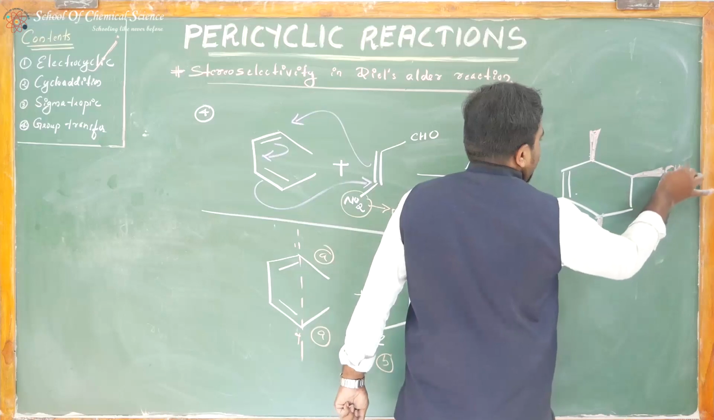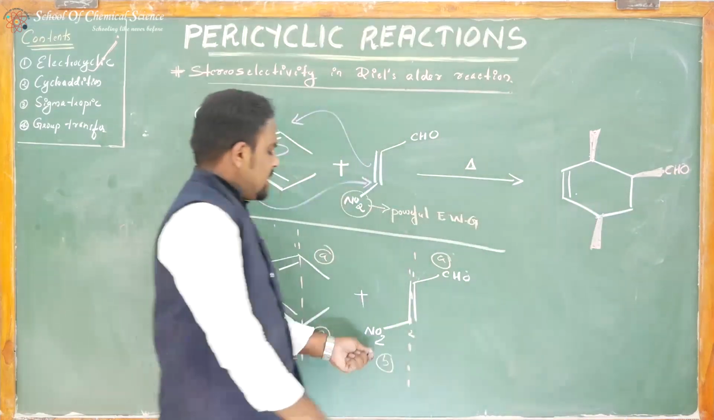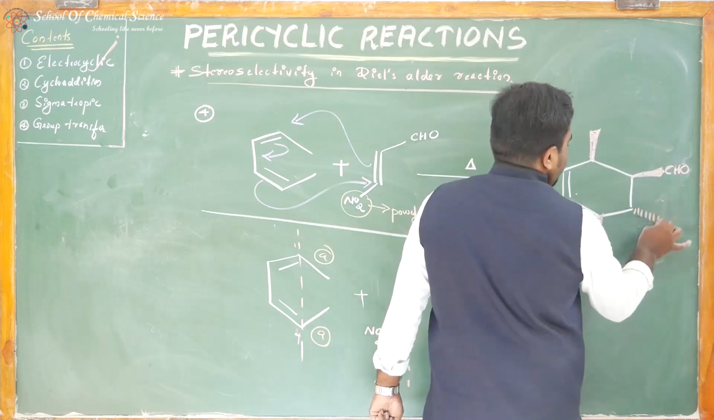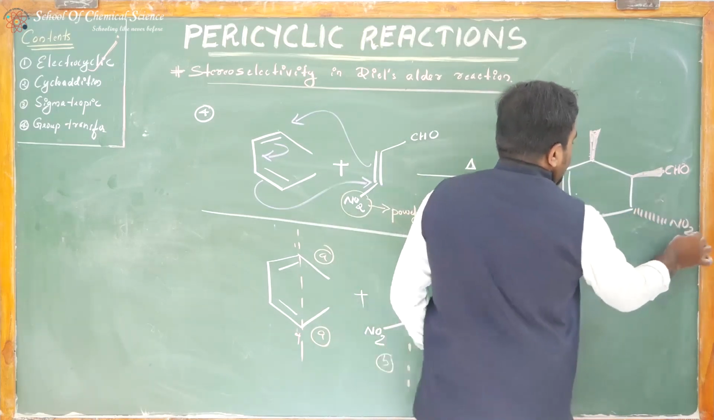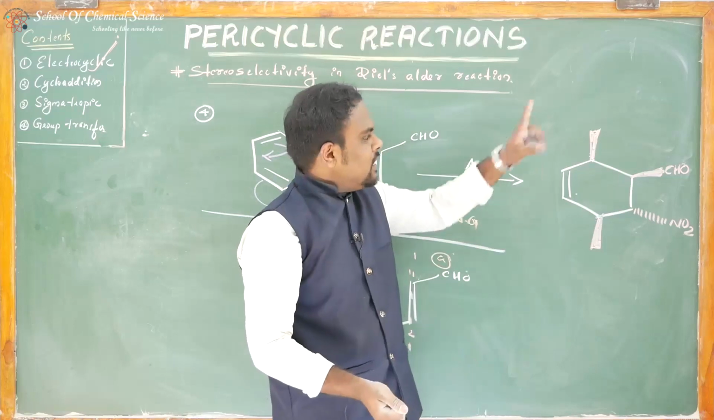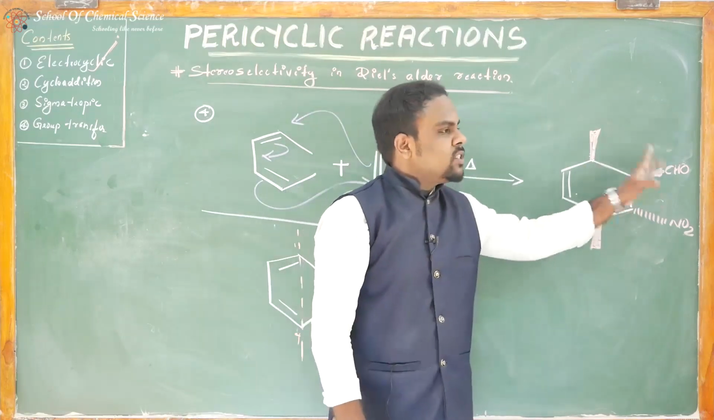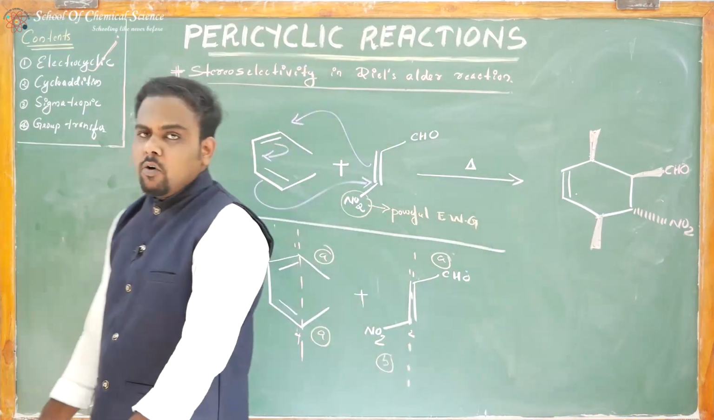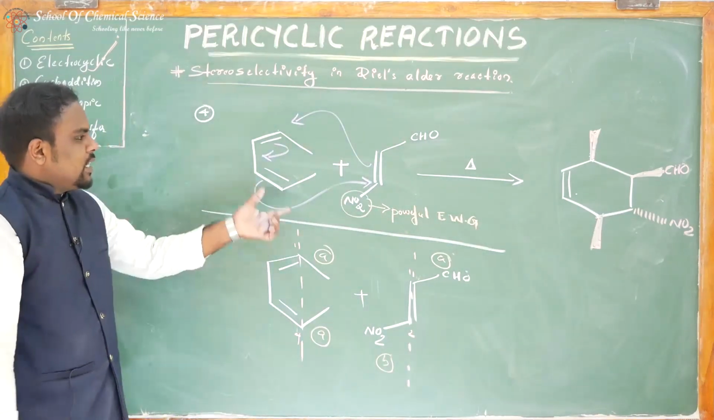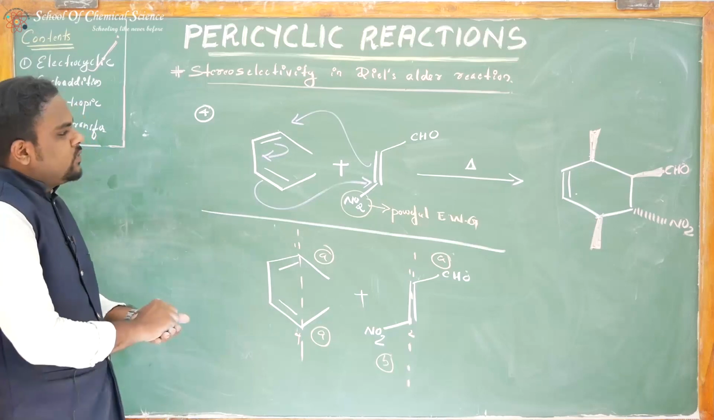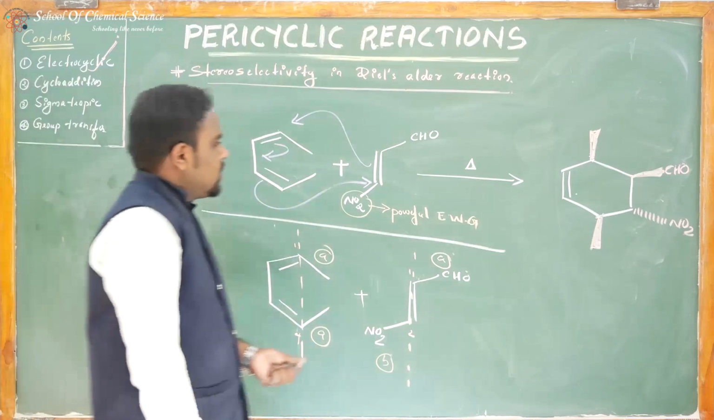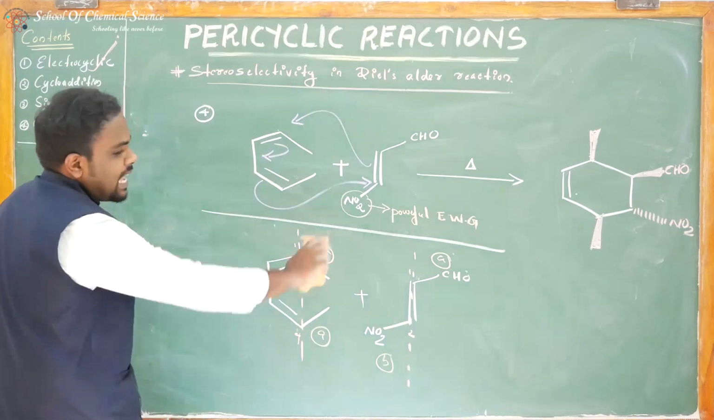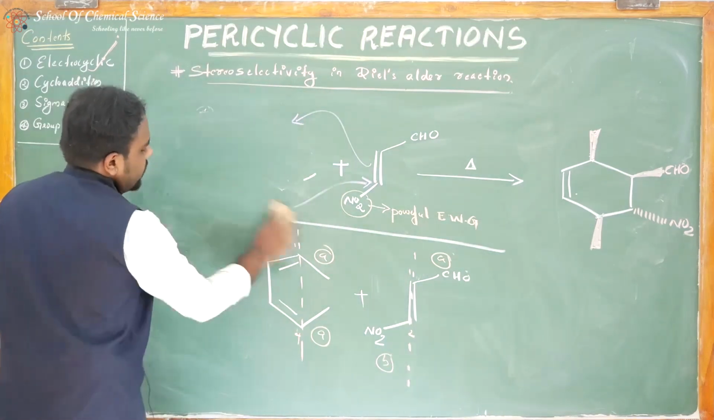This NO2 on this carbon is below the plane. The meaning is these two methyl groups and the CHO are on the same plane, and NO2 in the opposite plane. So that is the stereochemistry of this question. Okay, stereochemistry of Diels-Alder reaction is very, very, very important. Then another question, question number 5.